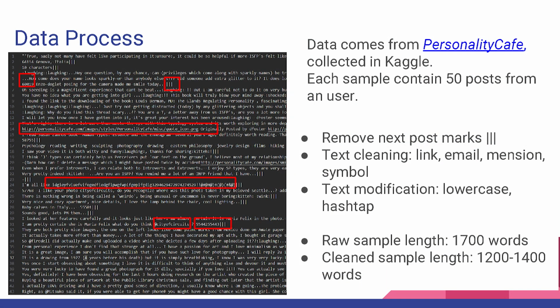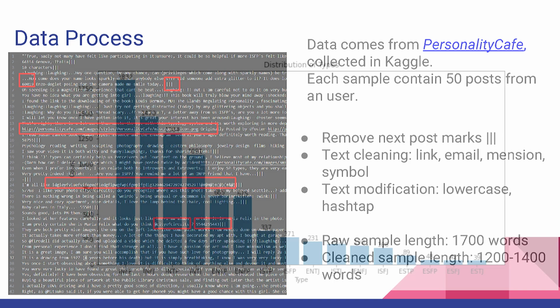Here is our raw database. The raw data are collected from Kaggle based on a personality forum, and we can see there's something messy around here. I highlighted them with the red blocks, including postmarks, URL links, email addresses, and things like that. After we do the cleanup, every sample will contain about 1,300 words. So basically, it takes a lot of time to process them.